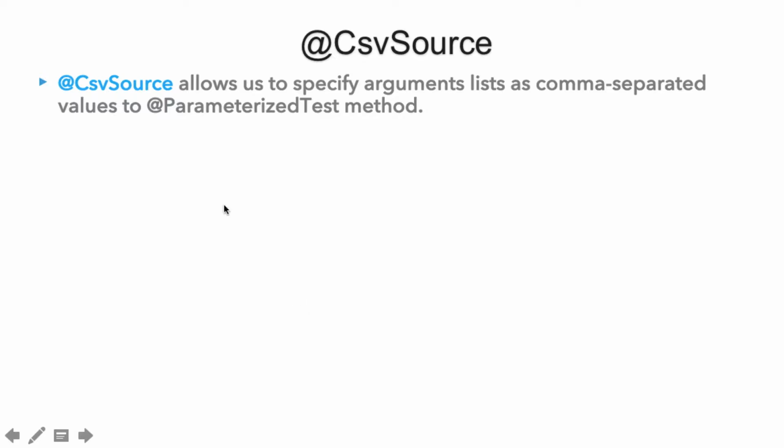So friends, as the name suggests, @CsvSource allows us to specify the argument list as comma separated values to our @ParameterizedTest. So here the word CSV means that we are providing different arguments which are separated by commas. The way of providing these arguments is in CSV format, where different values are separated by commas. So whenever you want to pass different values to our @ParameterizedTest in the form of comma separated values, we can use @CsvSource.